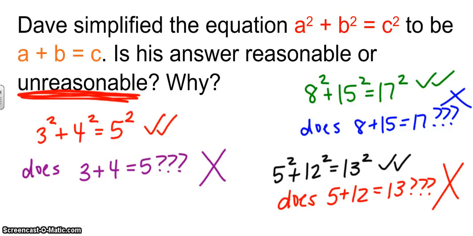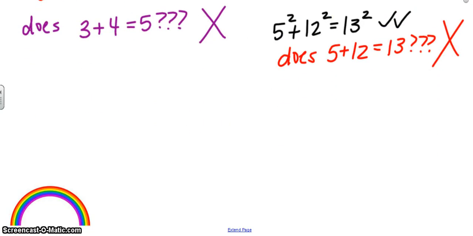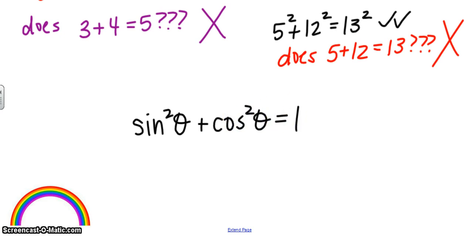I've provided 3 different examples where a squared plus b squared equals c squared, but a plus b does not equal c. Okay, and you can come up with many, many more examples to show that, Dave, I'm sorry, you are wrong. So here's our algebra trig connection with that. We have a very, very important identity that you will use and use often. That's sine squared plus cosine squared. So we have our sine squared plus cosine squared equals 1.